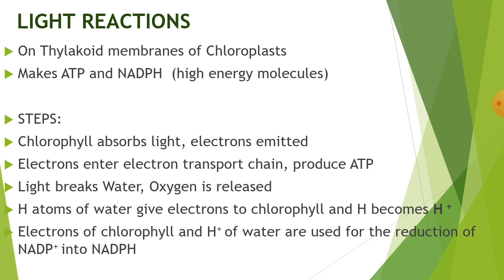Oxygen is released. Of the hydrogen which is left, the hydrogen atoms of water give electrons to chlorophyll and hydrogen becomes H plus, meaning protons, it becomes ions. These electrons of chlorophyll and the H plus protons of water are used for the reduction of NADP plus into NADPH. So we get two things in this light reaction, ATP and NADPH. These both are high energy molecules.